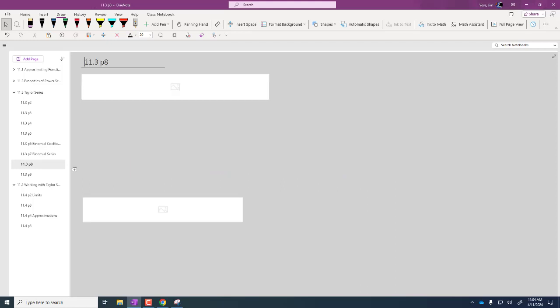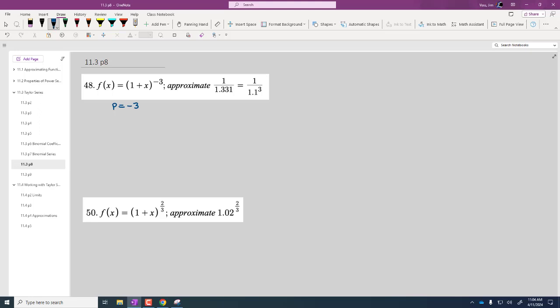All right, let's try another one. Now we have a p-value of -3, so we're going to go with a negative number. That's just a binomial raised to the -3 power. P is -3. So f of x is going to be equal to -3 choose 0 plus -3 choose 1 times x plus -3 choose 2 times x squared plus -3 choose 3 times x cubed plus etc.